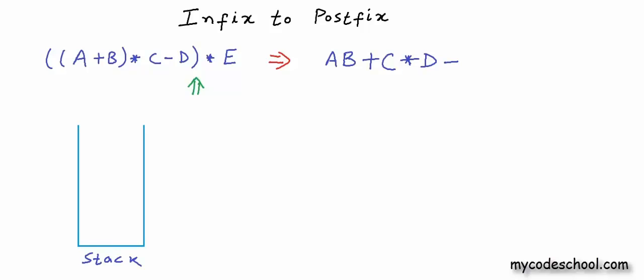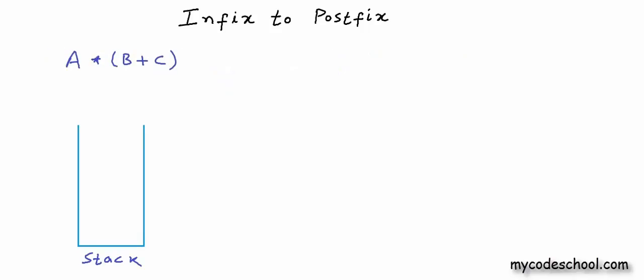Next we have an operator, and this will simply go. Next we have an operand, and now we have reached the end of expression. So everything in the stack will be popped and appended. So this finally is my postfix expression. I'll take one more example and convert it to make things further clear.